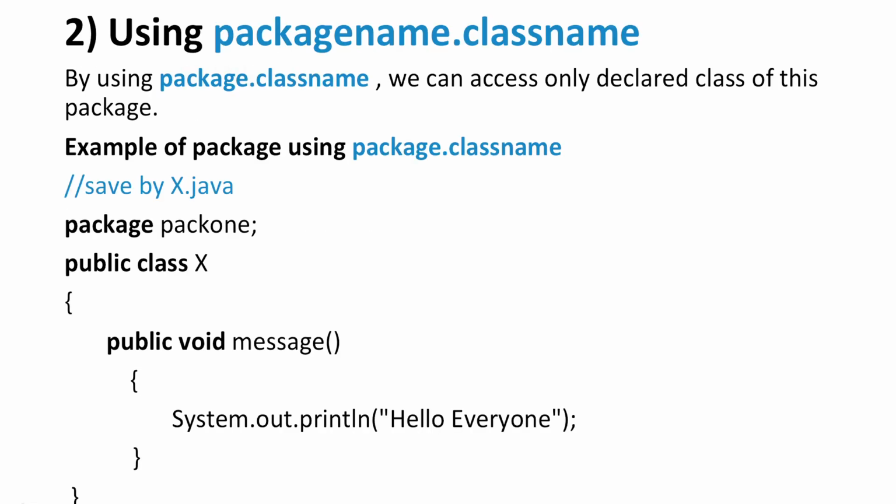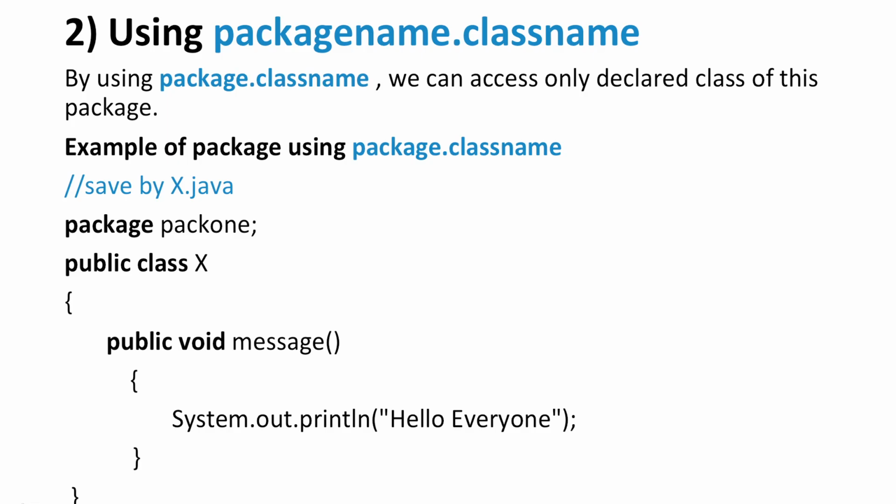Second one is using package name dot class name. So by using package dot class name, we can access only declared class of this package. Example of package using package name dot class. Now in this second method, we will be using package name dot class name. So again the same scenario is there, save by x.java. We are having X class, we save this file as x.java. Case is same, package pack1, public class X, public void message. Then it will be printing system.out.println hello everyone.